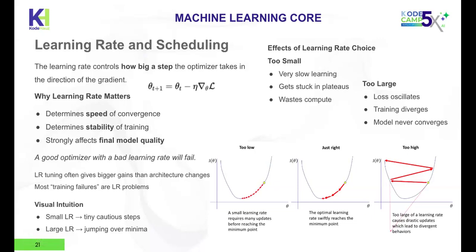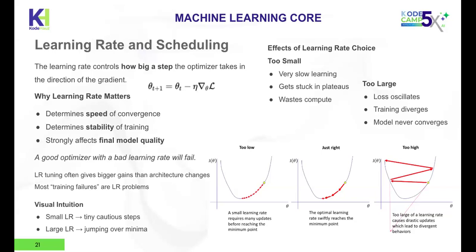You could actually say, oh, I just trained a model and it cannot learn. But the problem was your learning rate. So you need to be very careful. Most training failures are learning rate problems. It's either too large or too small.